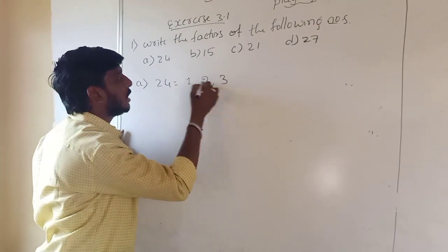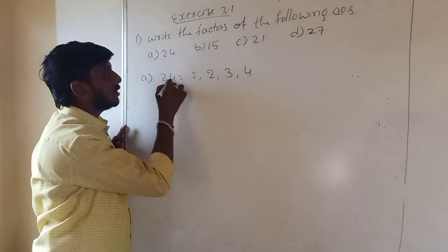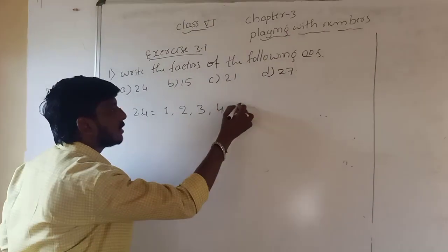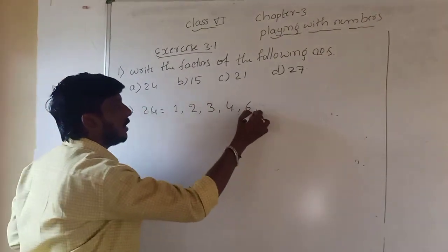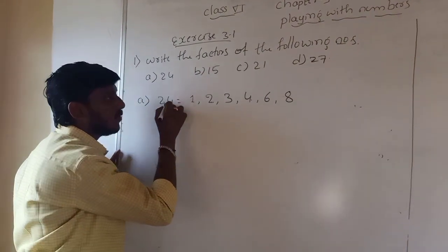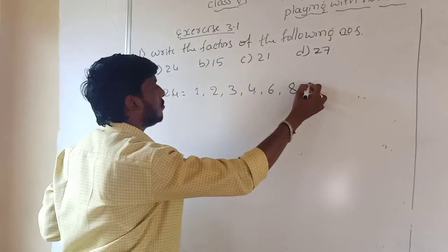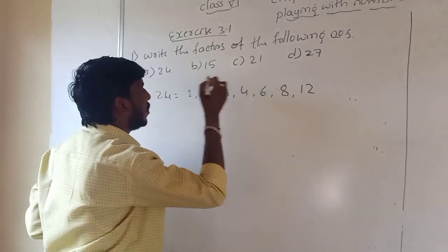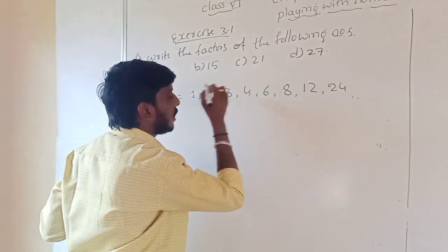Next, 3 8s are 24. 4 6s are 24, which means 24 is the divisor. Next, 6 in the 6 tables also, 24 came up. 6 4s are 24. Next, 8 3s are 24. Next, 9 will not come, 10 will not come, 11 will not come, 12. So 12 ones are 12, 12 twos are 24. Next, last number, 24 ones are 24.